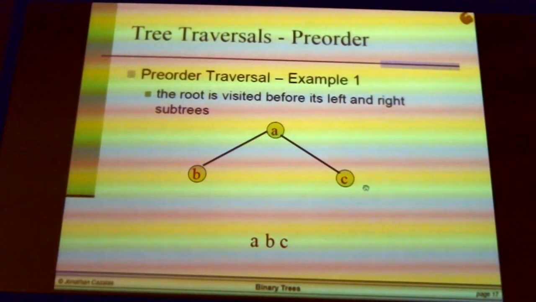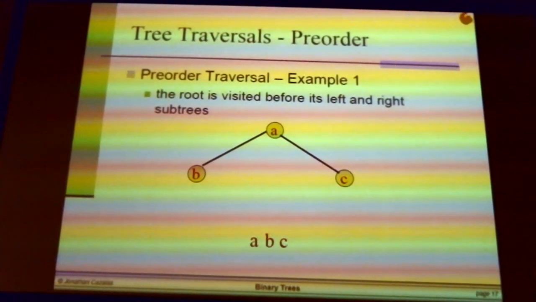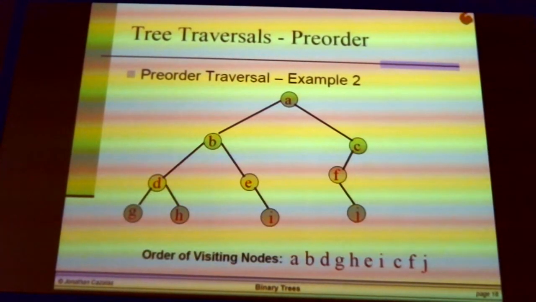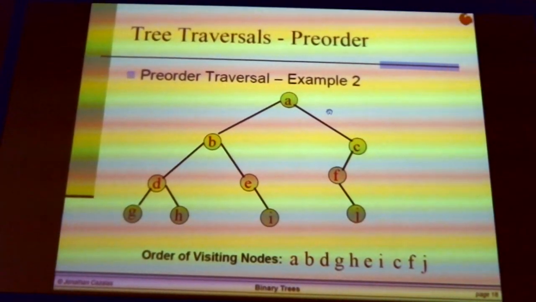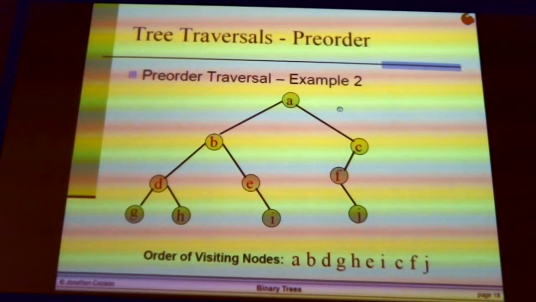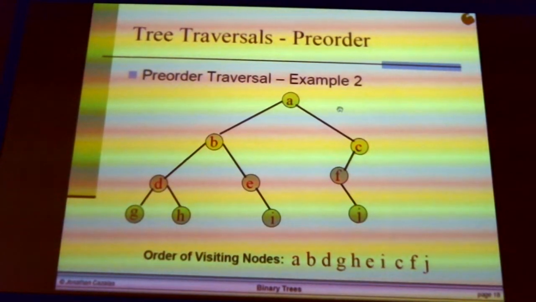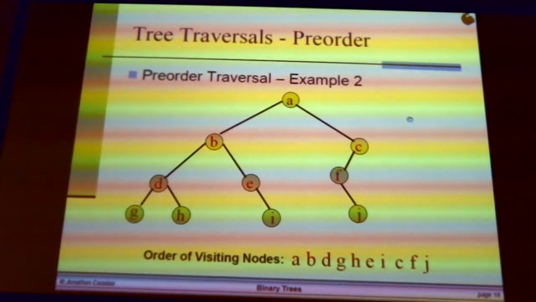These are going to be fabulous exam 3 questions. Really make sure you understand that. So here's another example of a pre-order traversal, if we include more children to the nodes.